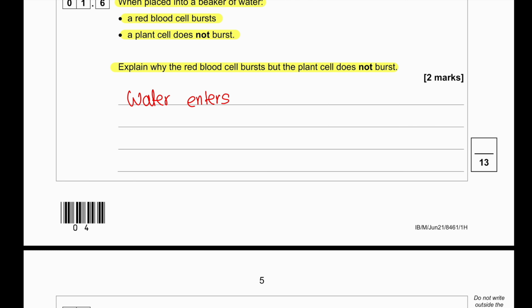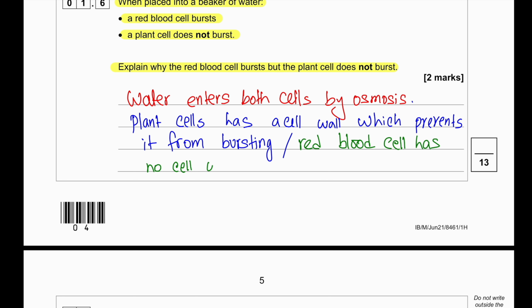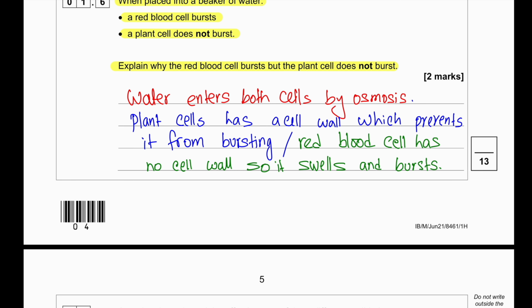Water enters the plant cell or the animal cell by osmosis. However, the plant cell has a cell wall which prevents it from bursting, and the red blood cell does not have a cell wall, so it swells and bursts.